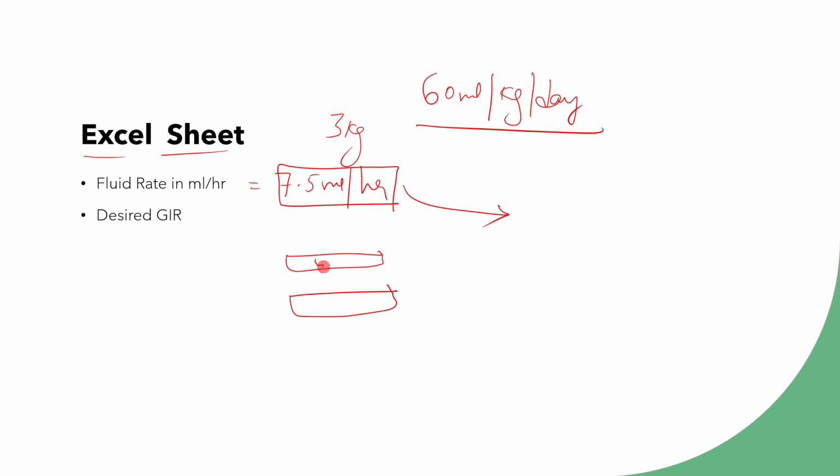One, say 5% or 10% dextrose, the other one 25% dextrose. Then we set a separate infusion rate for each of them and combine them in a three-way extension before infusing into the baby. So whatever goes into the baby is the GIR we desire.